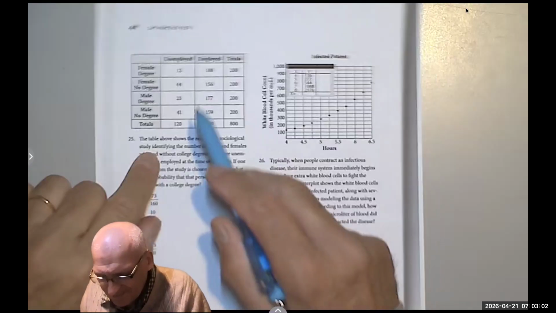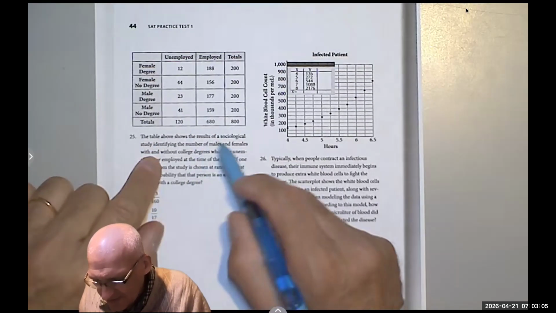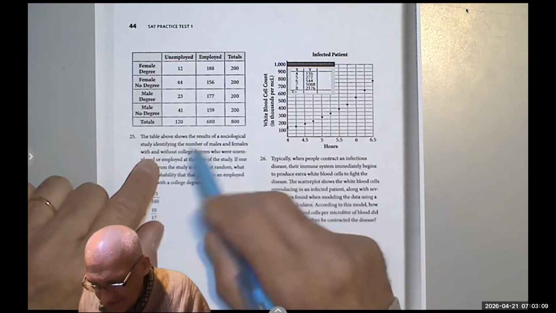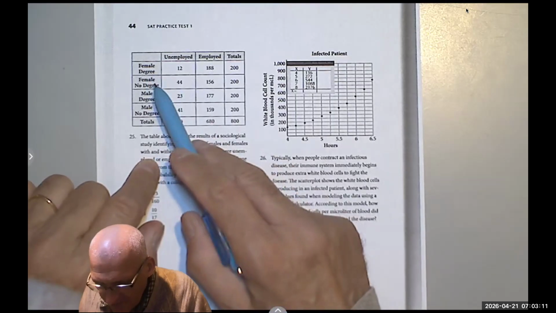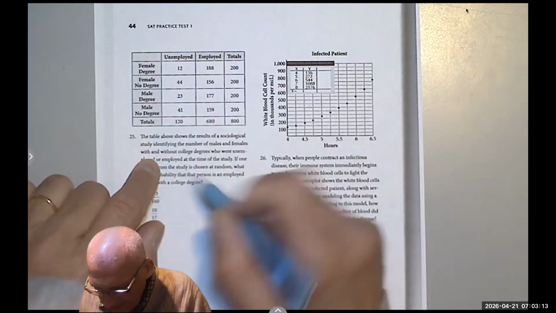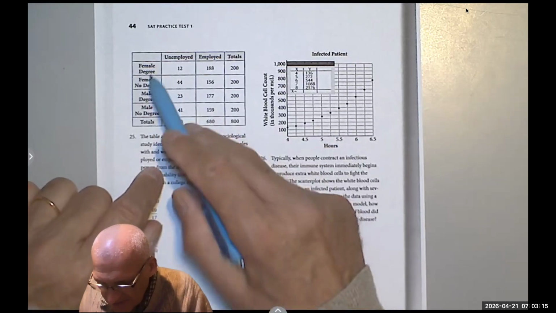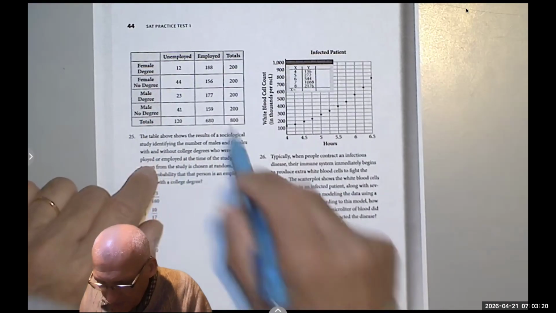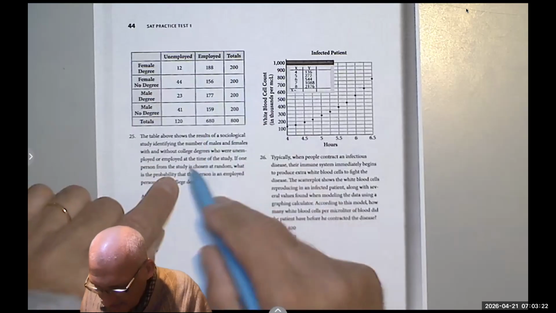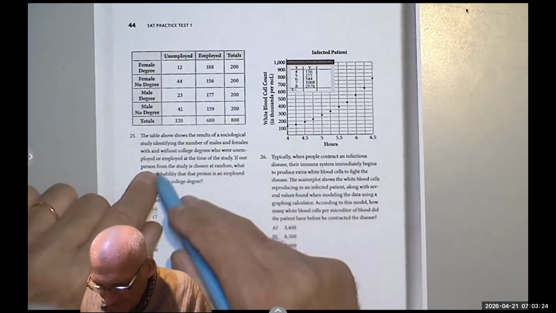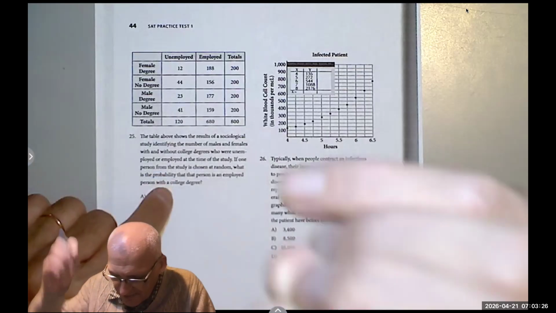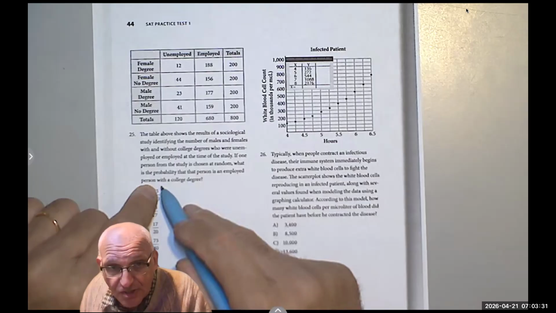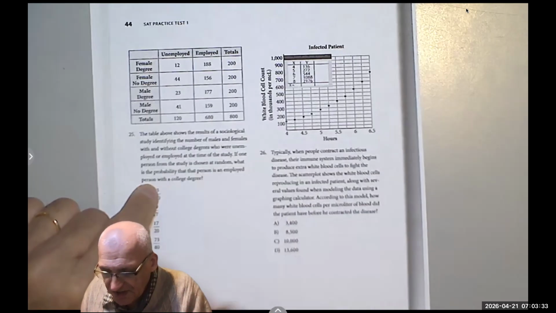Sorry. The table above shows the results of a sociological study identifying the number of males and females, with and without degrees, who were unemployed or employed at the time of the study. If one person from the study is chosen at random, what is the probability that that person is an employed person with a college degree?